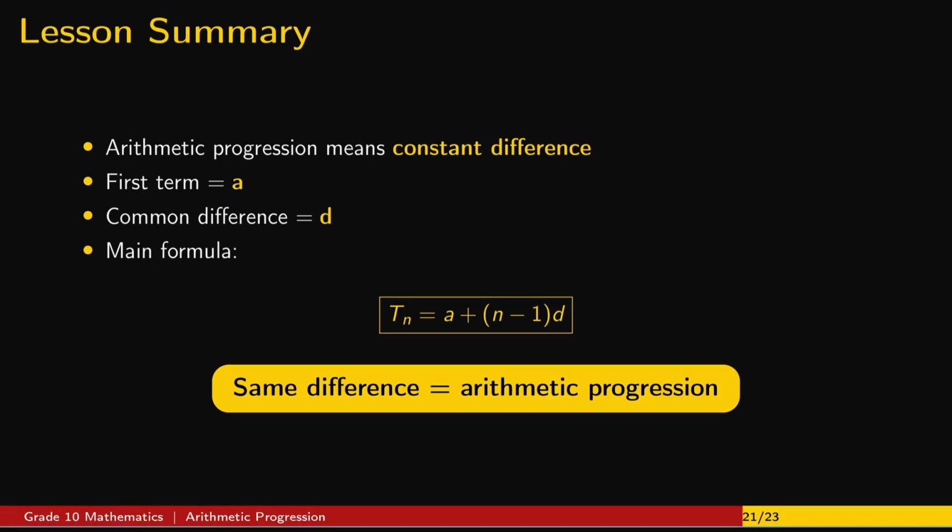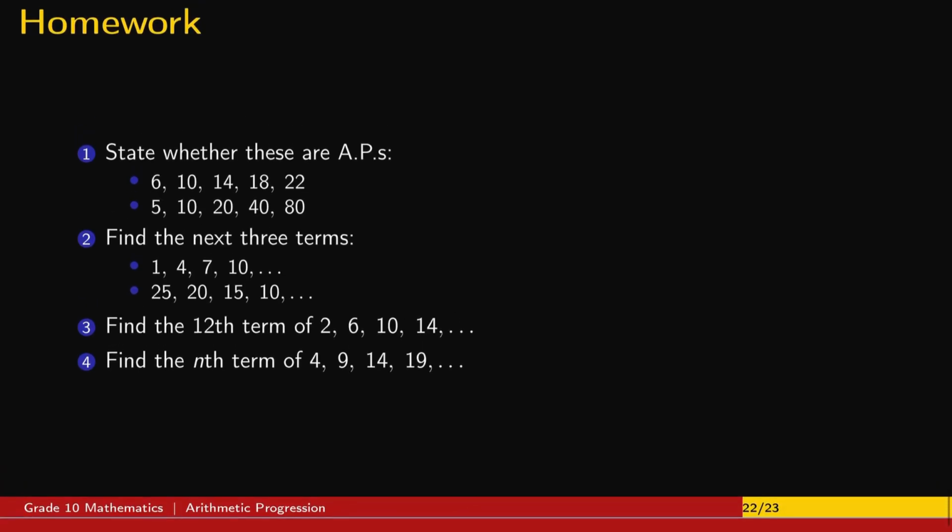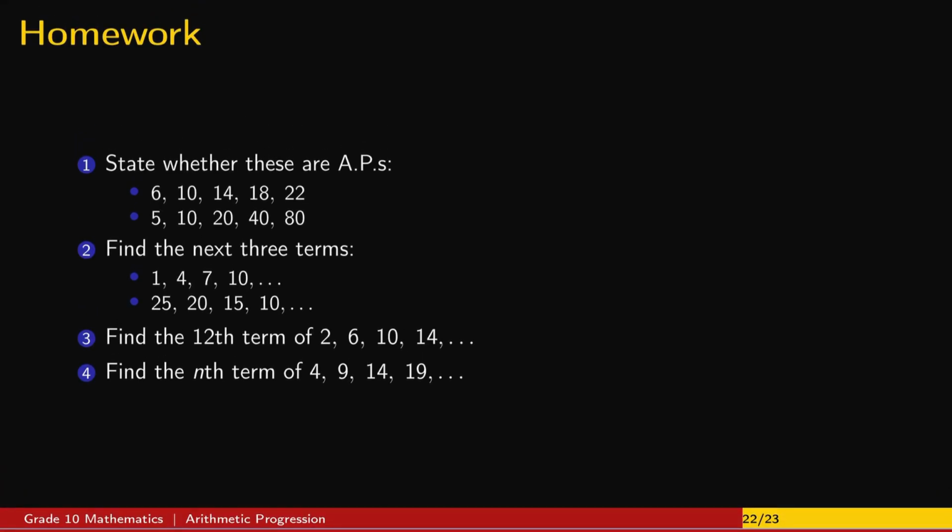Okay. All right, guys, so this is the end of our lesson. In summary, we said an arithmetic progression means the difference is constant, the difference is the same. The first term is denoted by a, the common difference is d, and the mighty formula is what we see here: t sub n is a plus n minus 1 multiplied by d. Okay? So I want to give you homework, guys. You can send your solution in the comment section and let me know if you have any questions.